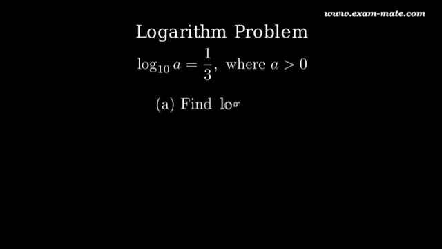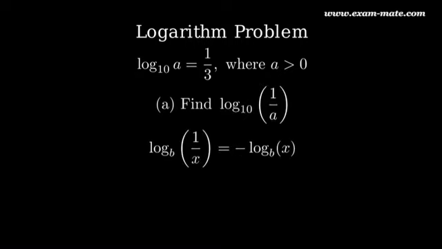We need to find log base 10 of 1 over a. To solve this, we can use a key logarithm property. The log of a reciprocal equals the negative of the log of the number. Applying this property to our problem, we get log base 10 of 1 over a equals negative log base 10 of a. Since we know log base 10 of a equals 1/3, we can substitute that in. Therefore, log base 10 of 1 over a equals negative 1/3.